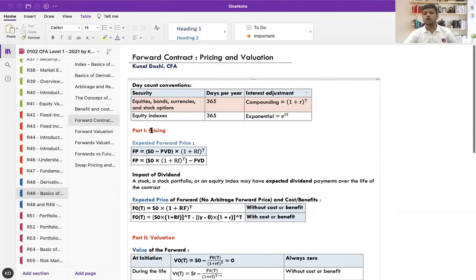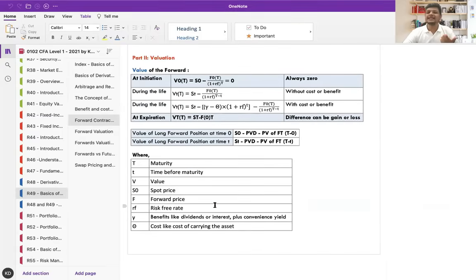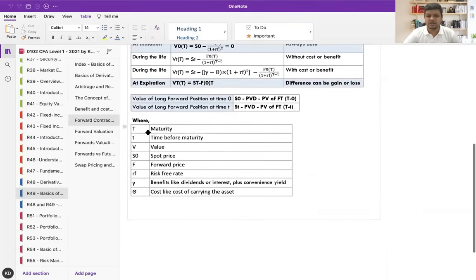But before I go to the question and before I discuss this particular sheet that you see here, some minor things that you need to understand is a terminology. Can you read all this terminology, please, quickly for me? Yes. What is the bigger T? That stands for maturity. The smaller T is for? Time before maturity. It can be any time before maturity.